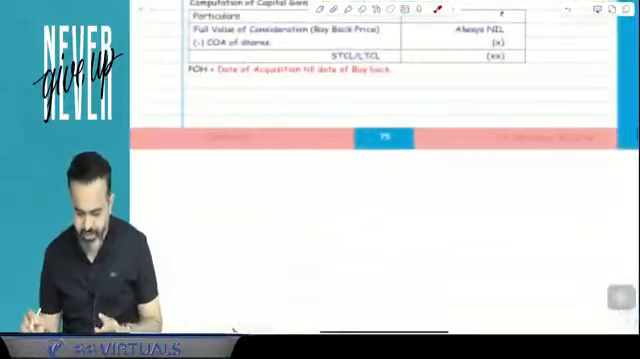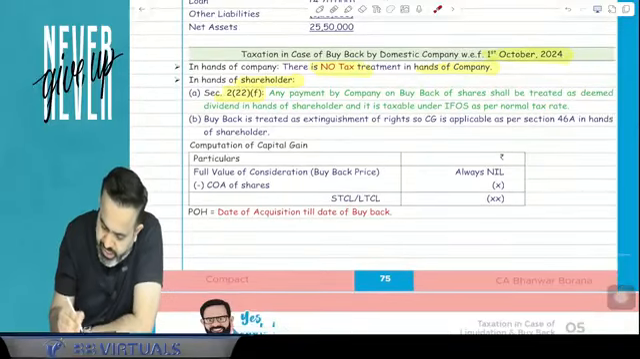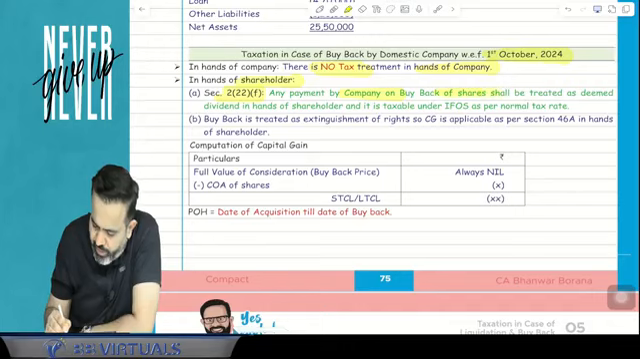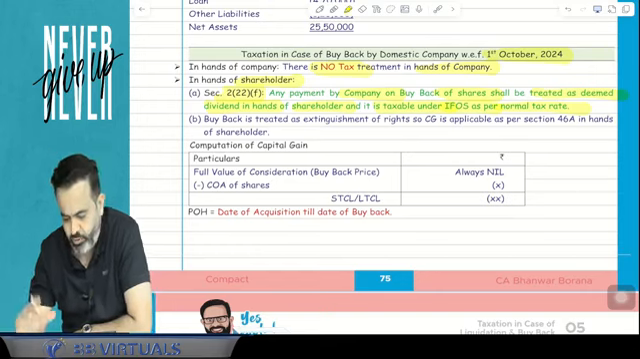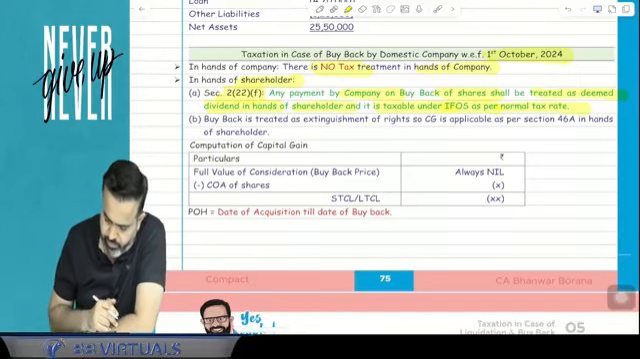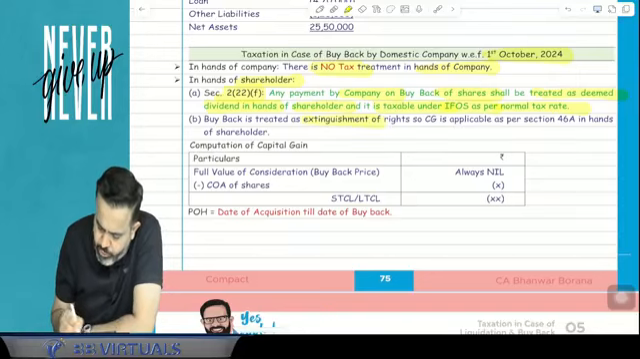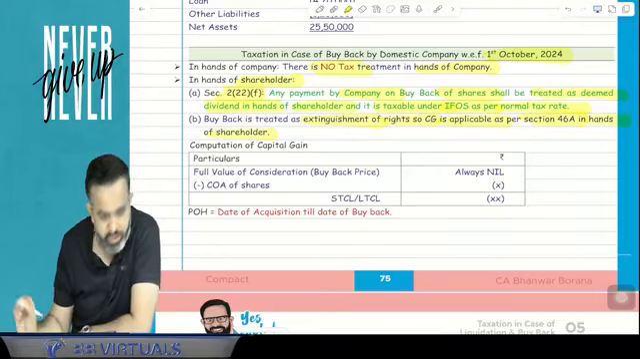So here, all people focus, try to understand what this section says. In the hands of the shareholder, any payment by the company on the buyback of shares shall be treated as deemed dividend in the hands of the shareholder, and it is taxable under income from other sources as per the normal tax rate. Now, buyback is treated as extinguishment of the right. So capital gain is applicable as per section 46A in the hands of the shareholder.